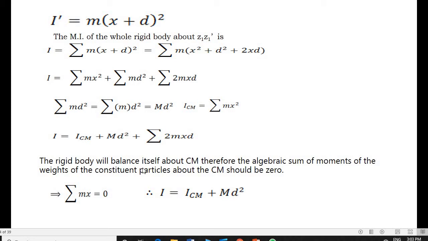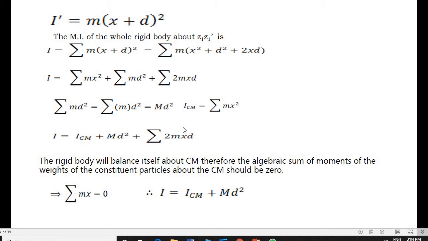The rigid body will balance itself about the center of mass. Center of mass is the point in a rigid body where the entire mass of the body is assumed to be concentrated. That means the body is in equilibrium about that point. Therefore, the algebraic sum of moments of the weights of the constituent particles about the center of mass should be 0.